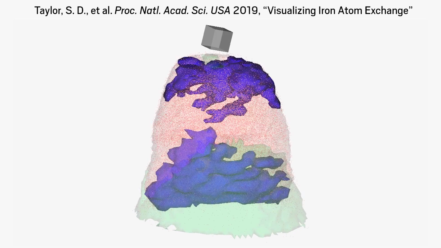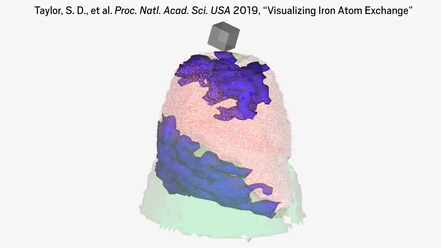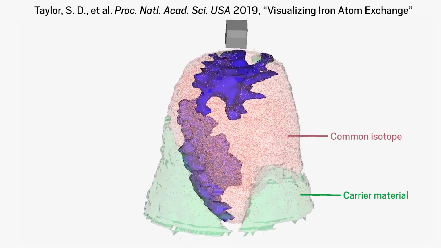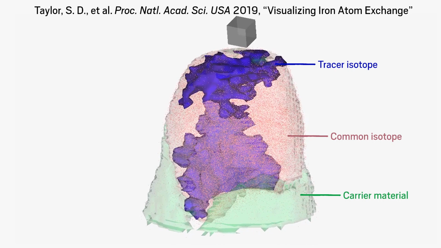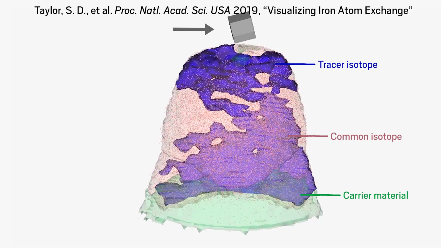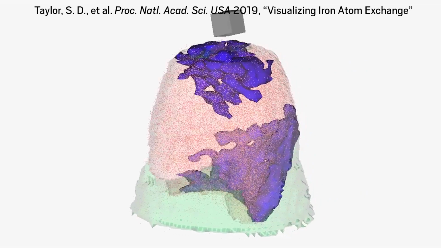The team's measurements produced a 3D map of the atoms within the mineral structure. Green dots represent the carrier material. Pink is a common iron isotope normally found in goethite, and blue is the tracer isotope that the researchers soaked their sample in. The gray cube is just shown for scale. It's 5 nanometers wide.